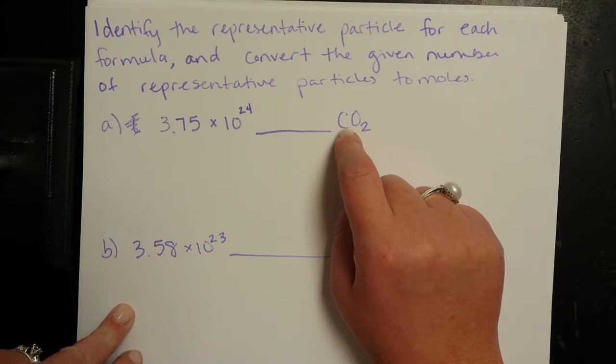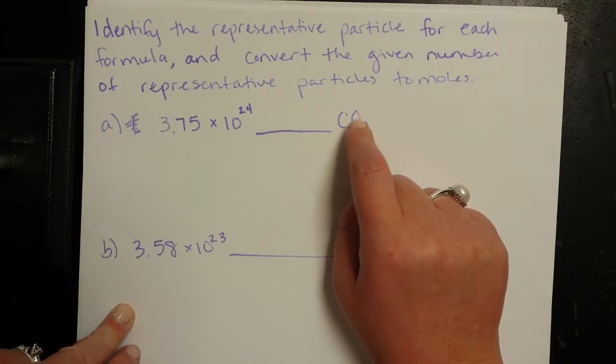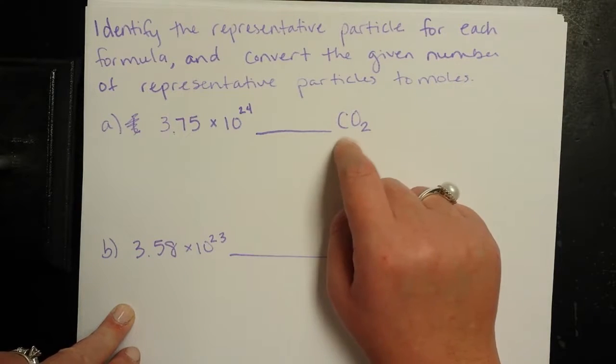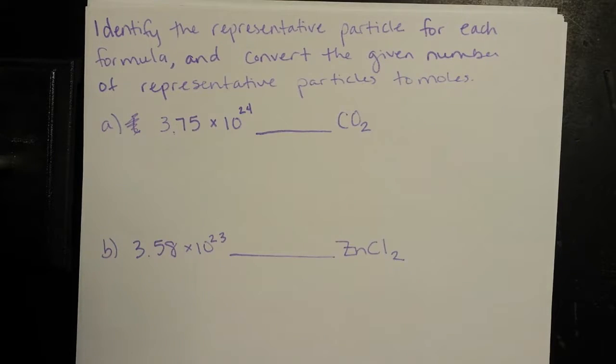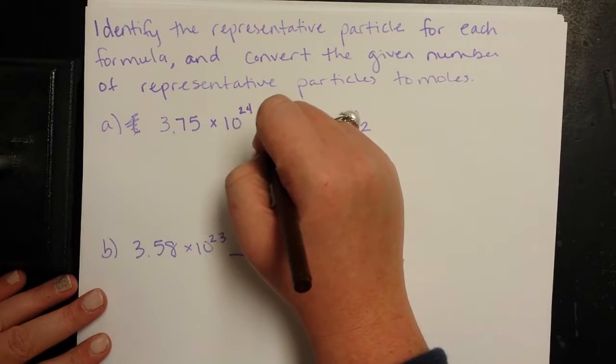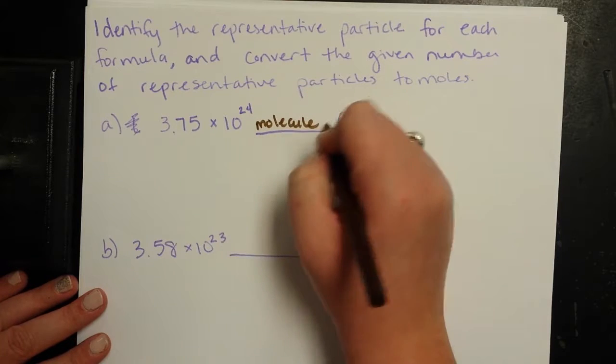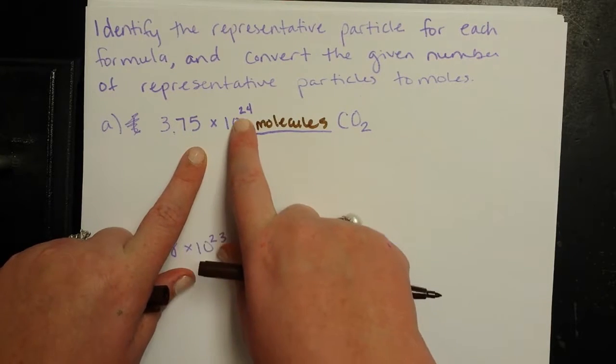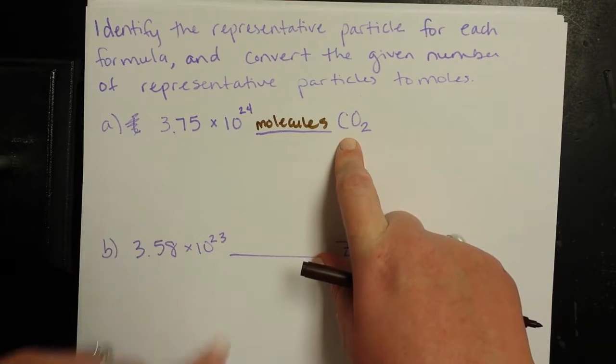And I know it's covalent because I see carbon and oxygen. So I've got those two nonmetals. It has to be covalent. Okay, and the representative particle for a covalent compound is the molecule. So this problem basically is saying that I'm starting with 4.75 times 10 to the 24th molecules of CO2.